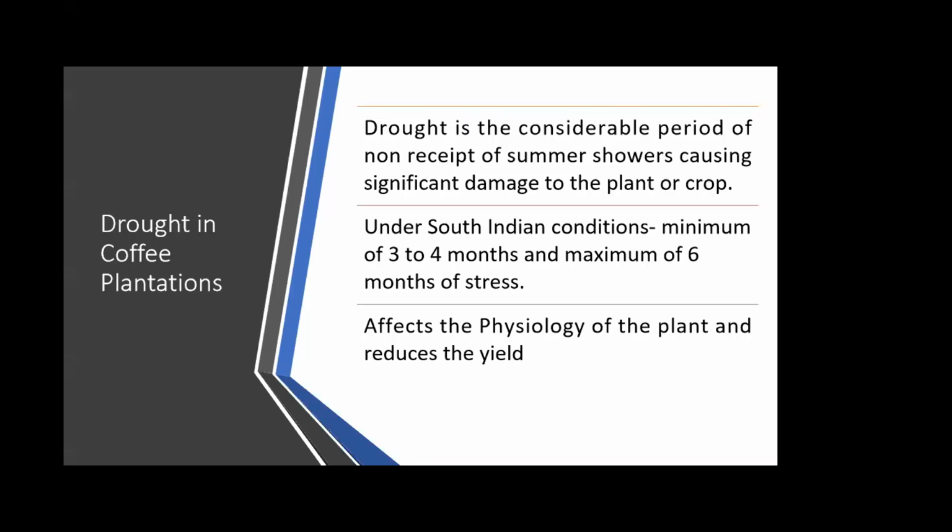Drought is a considerable period of non-receipt of summer showers that causes significant damage to the plant or crop. Under South Indian conditions, we have a minimum of 3 to 4 months of drought, and in severe conditions, we observe it up to 6 months. It mainly affects the physiology of the coffee plant and reduces the yield.